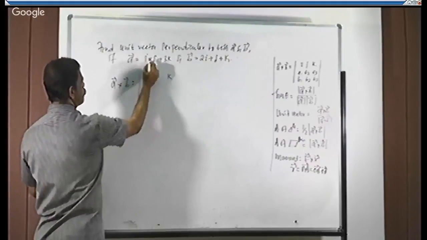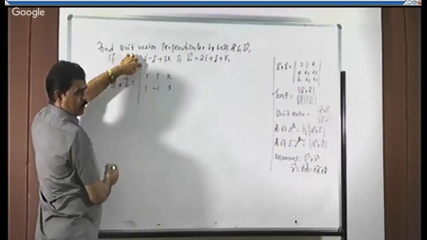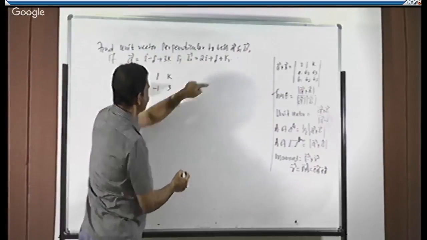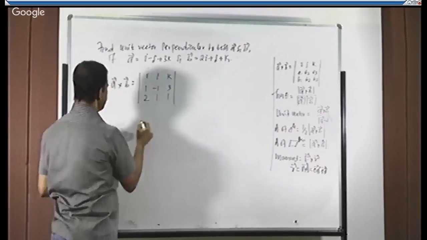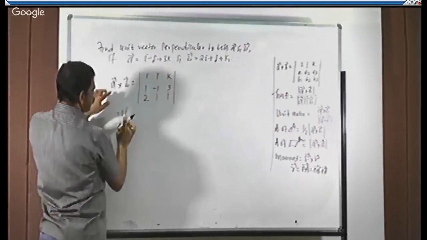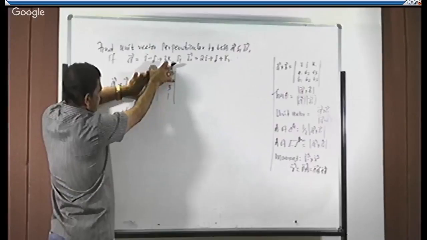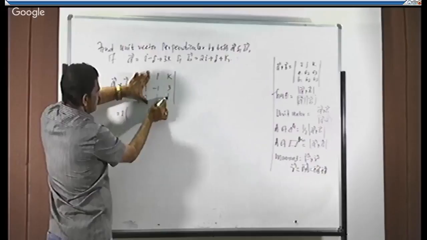What are the constants in vector A? 1, minus 1, 3. What are the constants in the second vector? I coefficient, J coefficient, K coefficient. That is 2, 1, 1. Expand it. Expansion is what? I into, I am writing the second step. Leave this row and column. Remaining elements are these. Take their principal diagonal elements product.